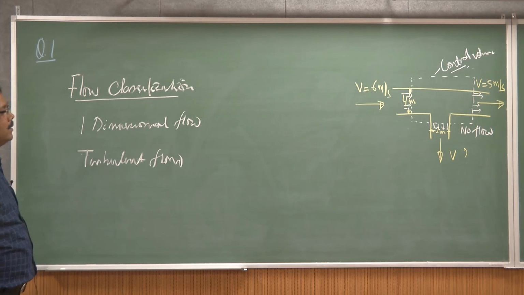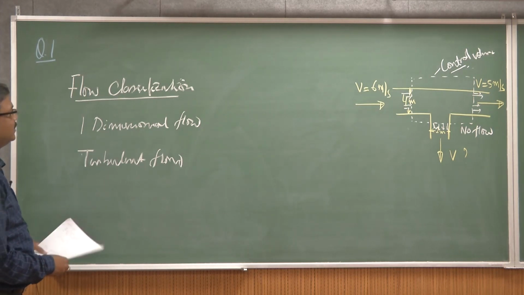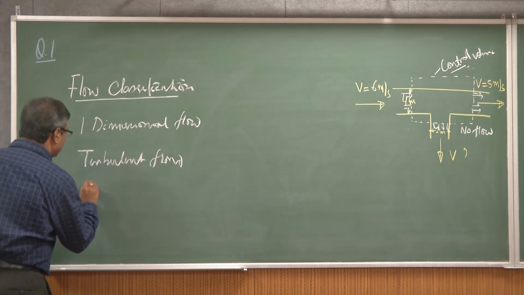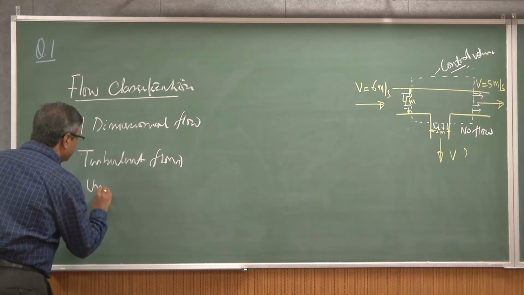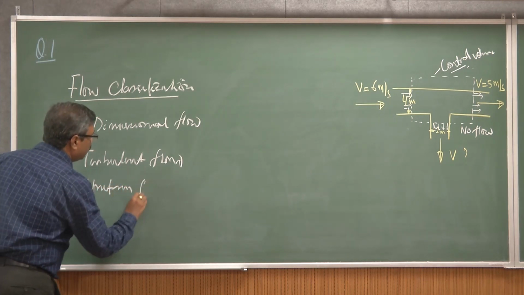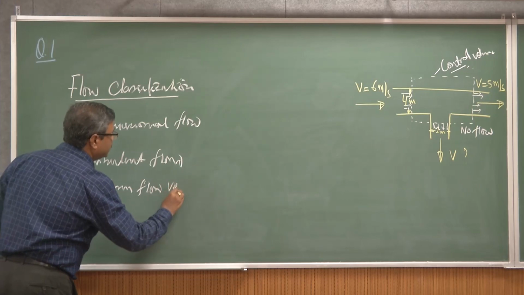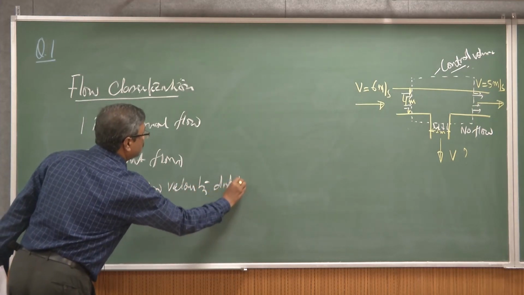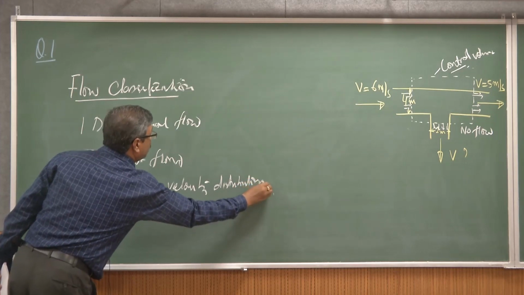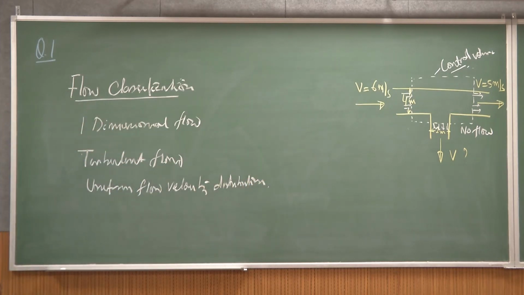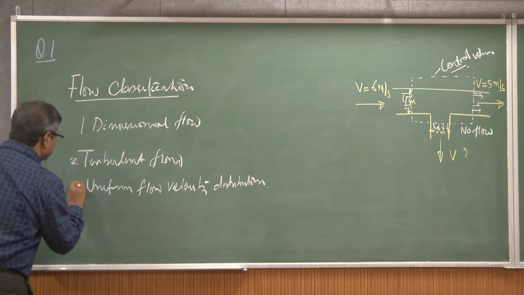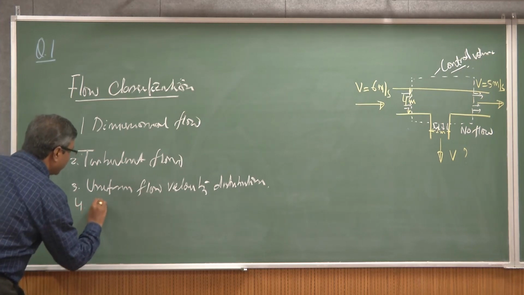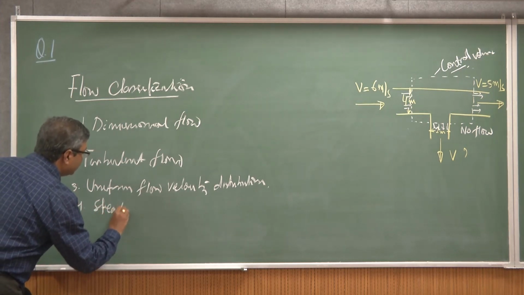And here we can consider the flow distributions as uniform flow, velocity distributions. Once you have these assumptions, the problem is quite simplified for us. And the fourth one, we can have the steady flow.